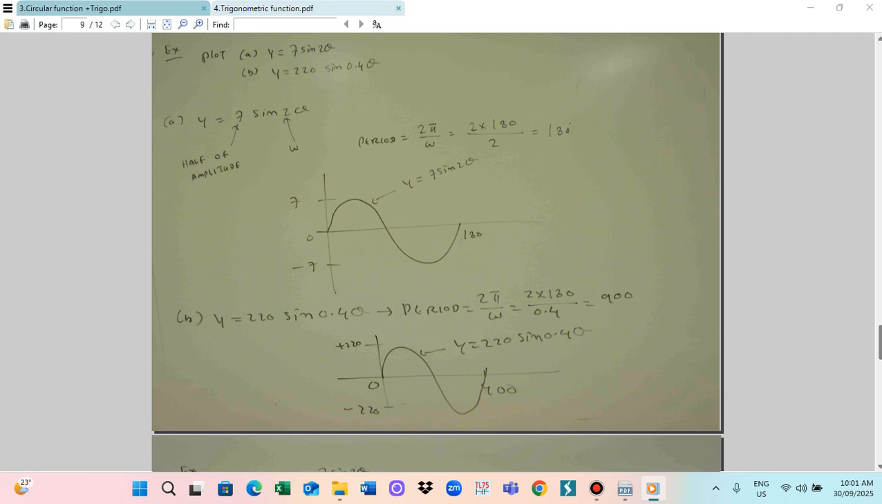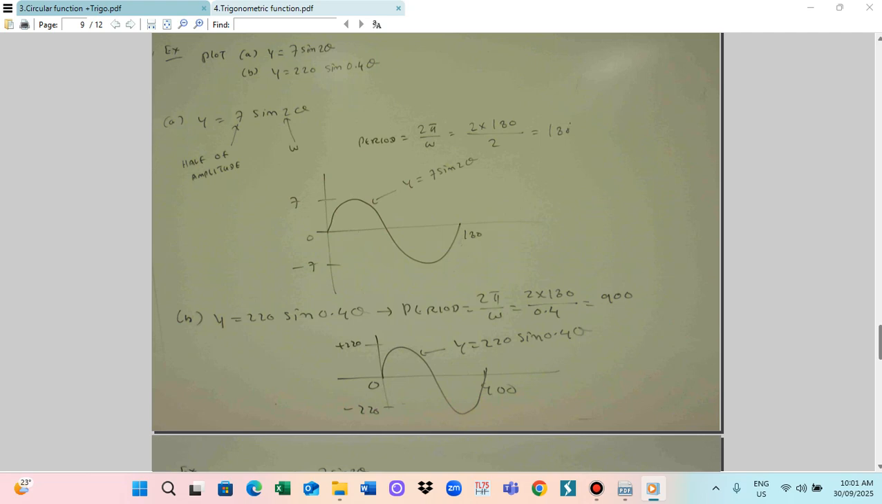The whole thing we can calculate like this. So there is this one, so plus 220 and minus 220. So this is y is equal to 220 sine 0.4 theta. This graph, so like this, we plot the graph.